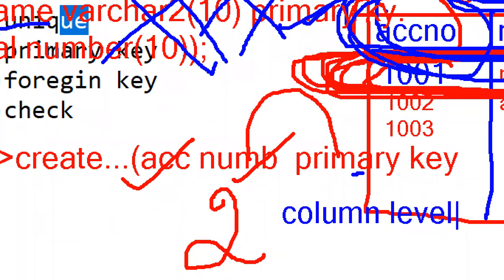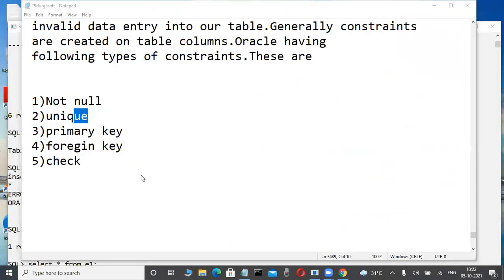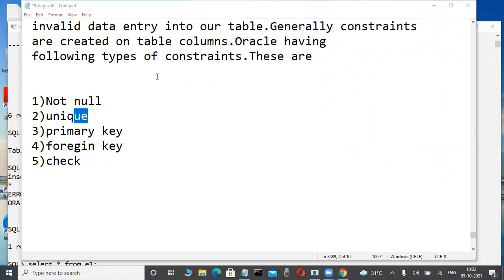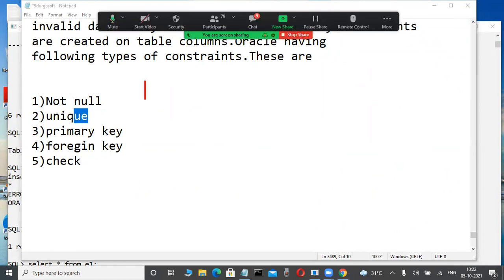These syntaxes are 100% failure when we use multiple columns as a combination for a primary key. Impossible. That's why all these five constraints are created in two ways. One is column level, which fails in this case. Another level is table level. Suppose I am an experienced person, I know the table level and the column level. Today we are learning exactly that. How do we create it?